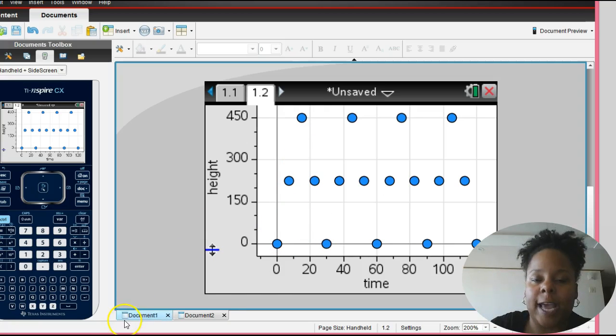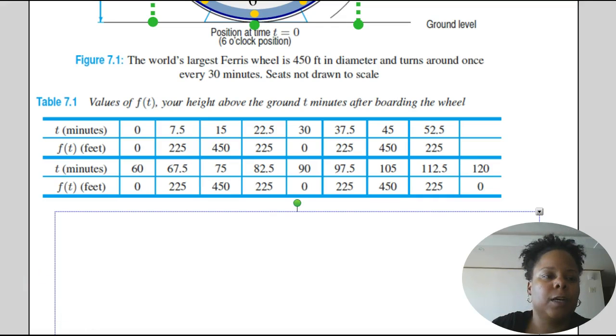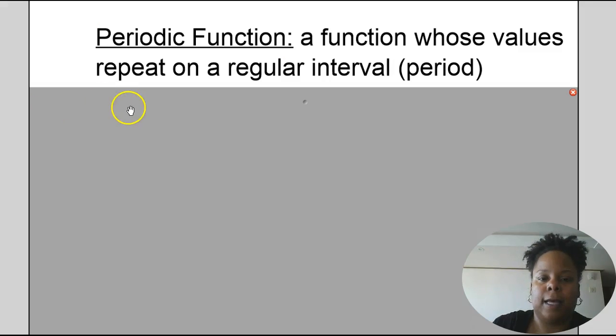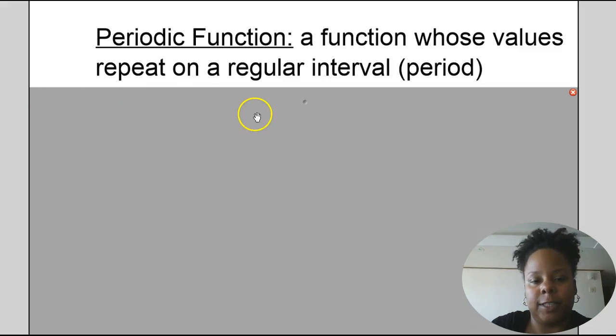And when we do that, we'll get a better idea about what the function looks like. So let's take a look and define what a periodic function is, which, as we can see, is a function whose values repeat on a regular interval, or a period. And actually, if I were to take more precise values in between every 7.5 minutes, then I would see that the graph really doesn't look like a bunch of absolute values.